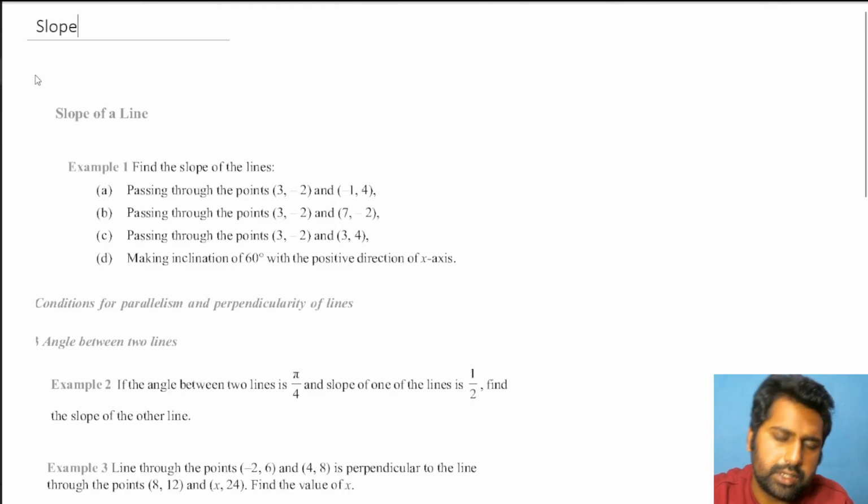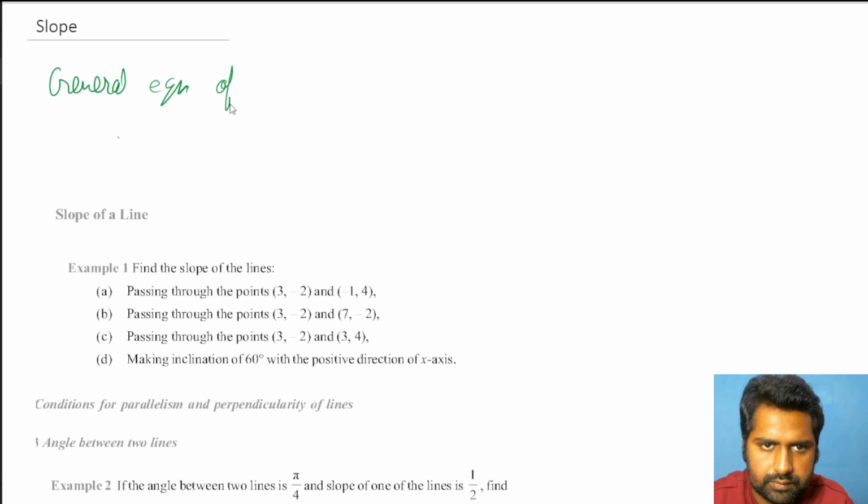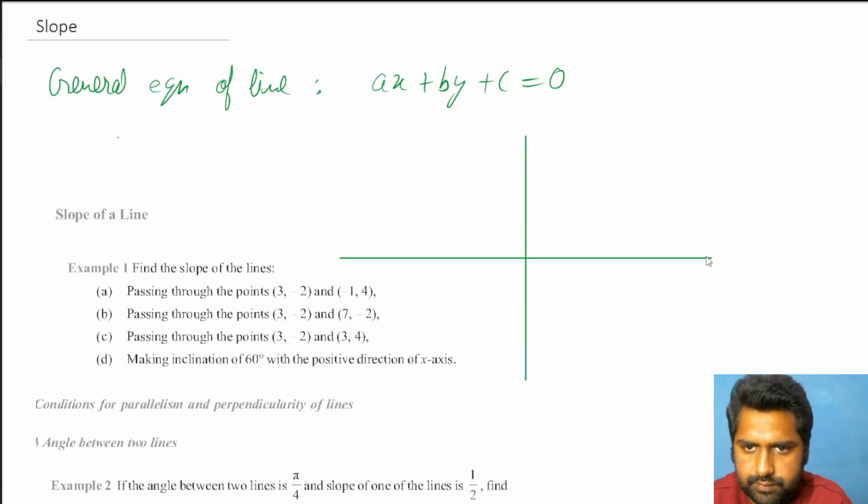All right, now let's start with some basics. First of all, we'll talk about any general equation of a line. How will it look? Any general equation of a line will look like ax plus by plus c equals 0, where a, b, c will be some numbers. Now if we talk about a line, let's draw the xy axis first of all.